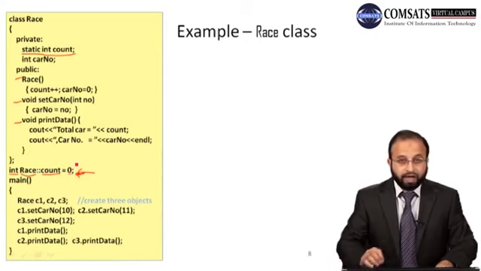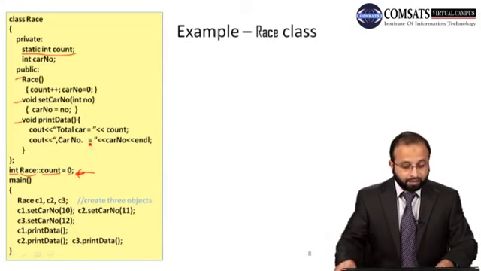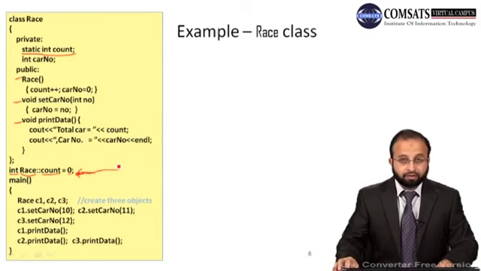So this is for every static data member. For example, if in a class we have 1, 2 or 3 static data members, you have to define these static data members outside the class, not inside any function, outside the function, right? So when this statement is executed, int race scope resolution operator count equal to 0 semicolon, the memory is allocated for the static data member count, and the 0 value is assigned to that variable, right?